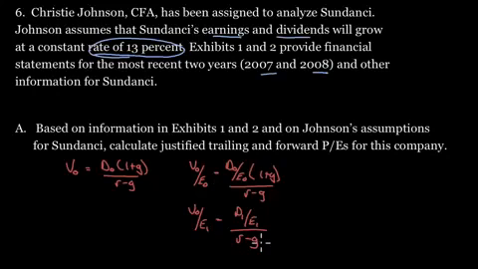So, before we go to the exhibit, we have clear in our head what we're looking for. We need a D naught, we need E naught. G is given to us in the problem as 13%, and we need an R. So we need 3 bits of information, and we're done. So let's go have a look at what we have.